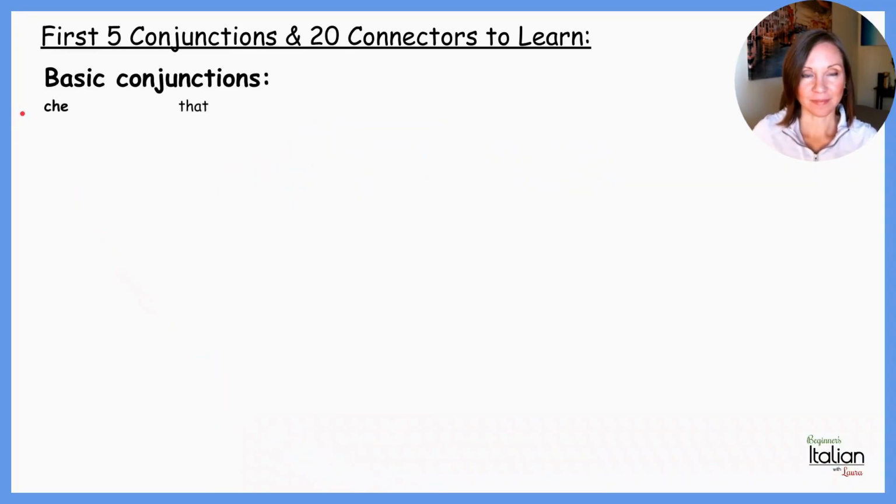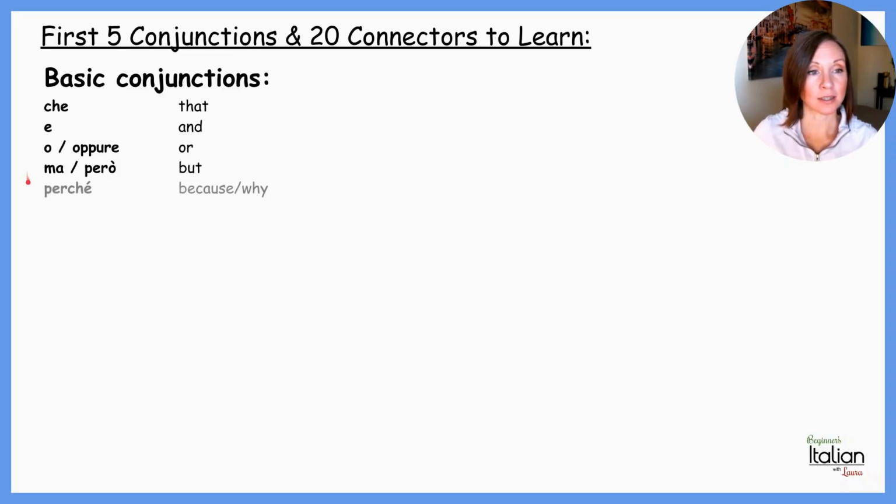Che. Che means that. E. E means and. O or oppure. O or oppure means or. Ma or però. Ma or però means but. Perché. Perché is because or why.